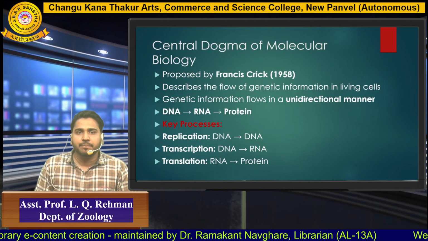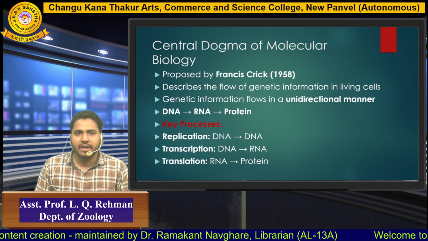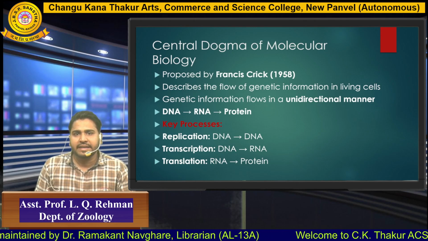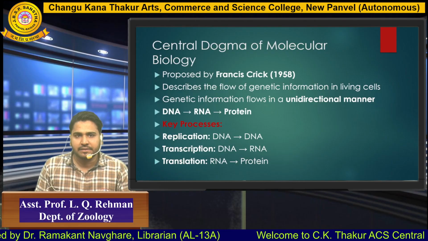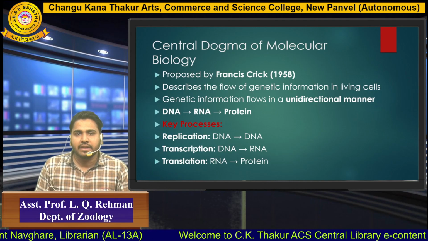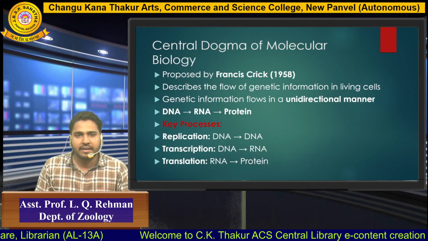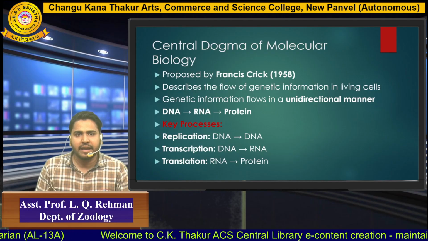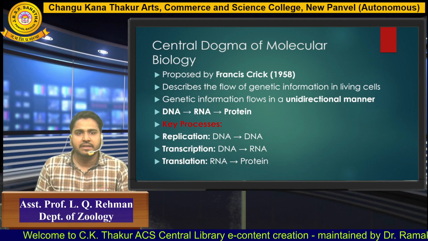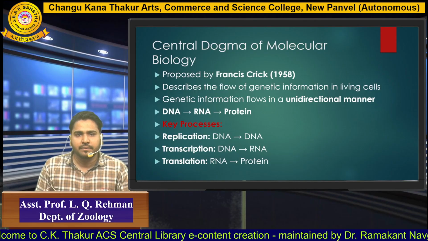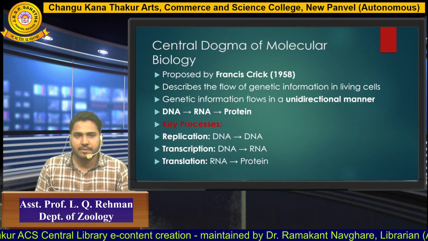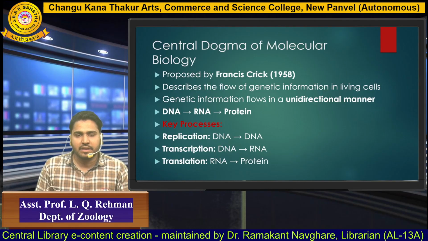Central dogma was proposed by Francis Crick in the year 1958. He describes the flow of genetic information in living cells. According to this, genetic information flows in a unidirectional manner, that is DNA to RNA, and RNA to protein. There are three major key processes in central dogma. First one is replication, second one is transcription, third one is translation.